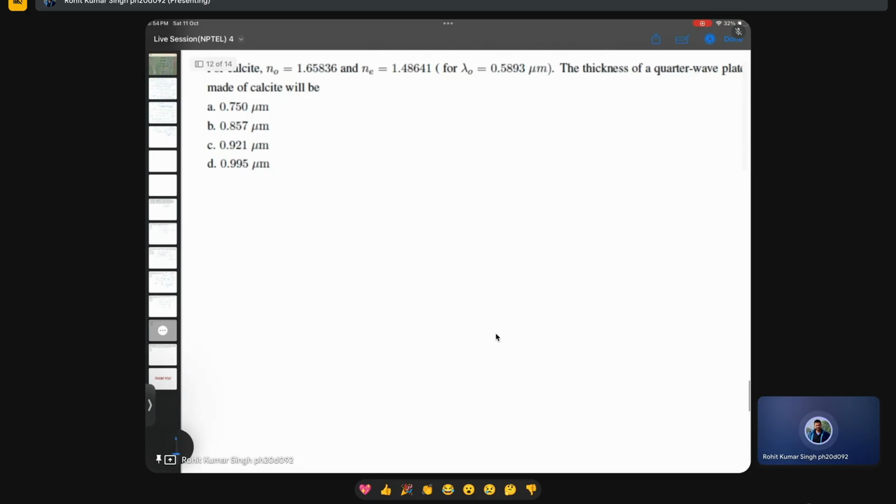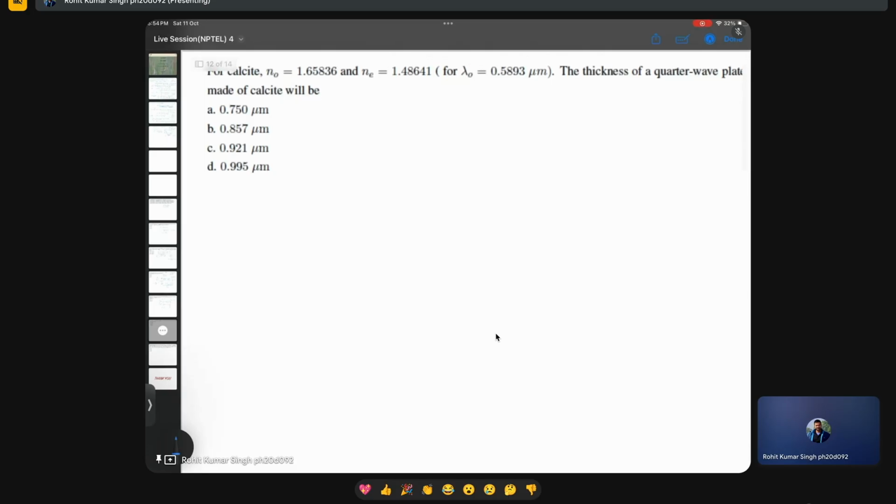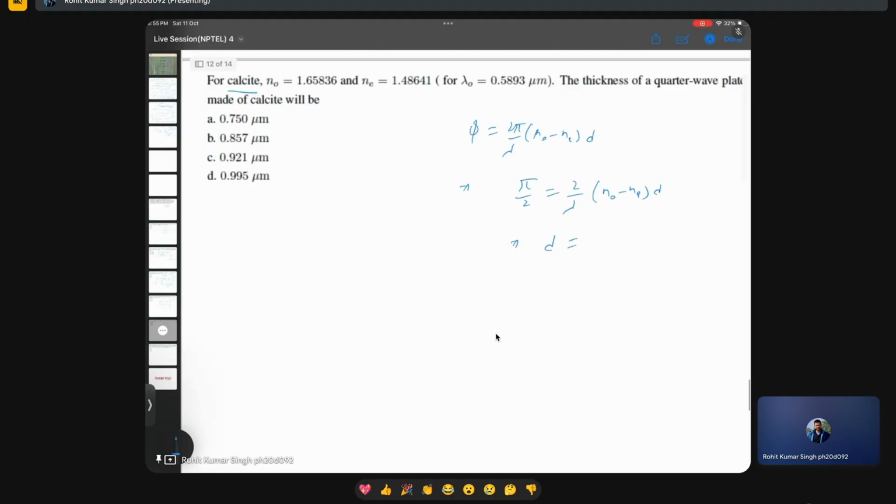Here you now have the quarter wave plate. The same formula you can apply here, 2 pi by lambda times NO minus NE times d. But now you have calcite, so NO is greater than NE, right? So you can put pi by 2 here, equal to 2 pi by lambda times NO minus NE times d. You can calculate the distance in a similar way. These are very simple ones.